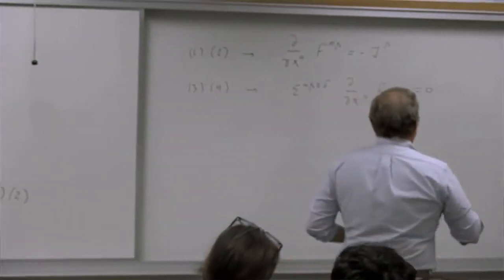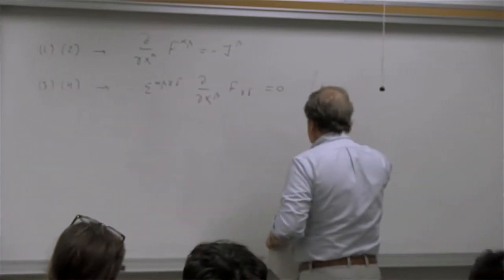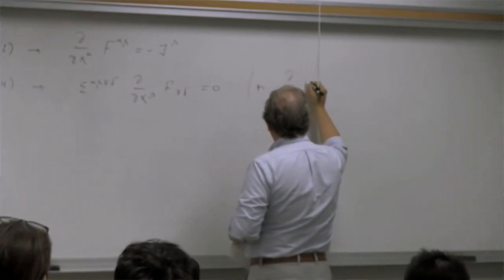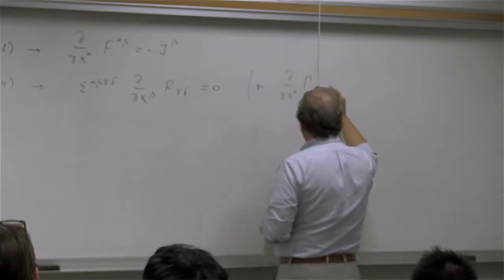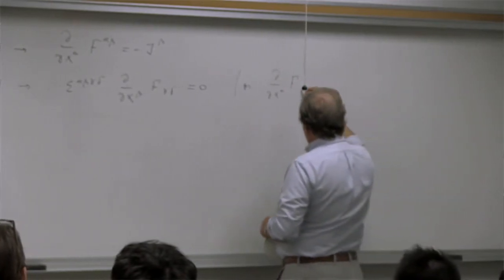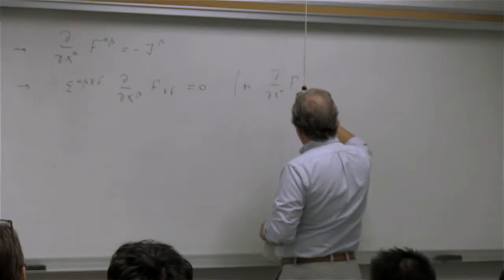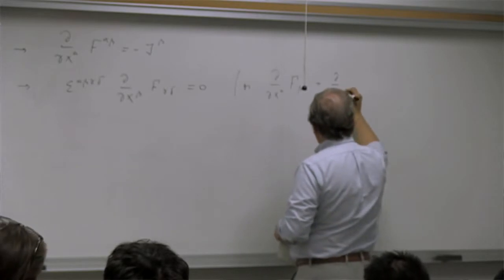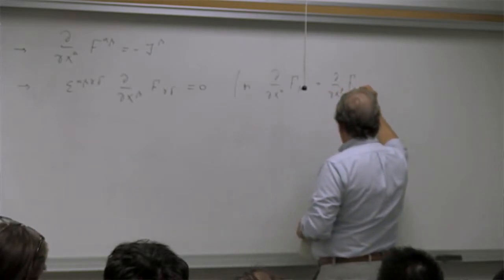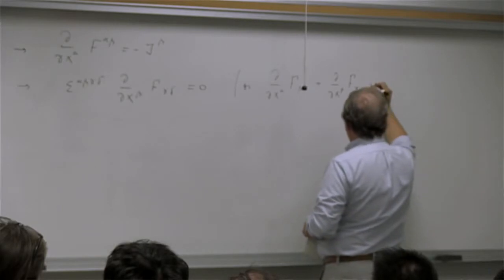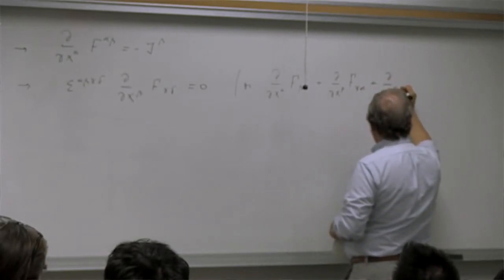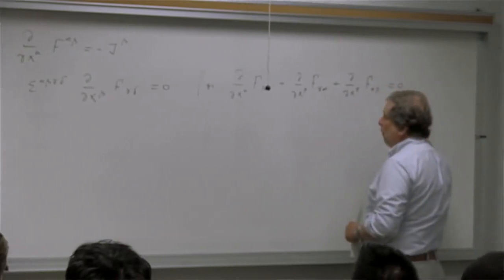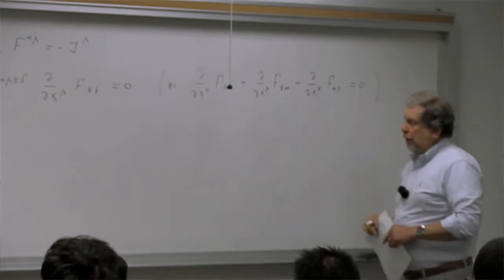The second one can be written in a slightly equivalent form, which is that d by dx alpha F beta gamma plus d by dx beta F gamma alpha plus d by dx gamma F alpha beta is equal to 0. And that's the same form. The two are the same.